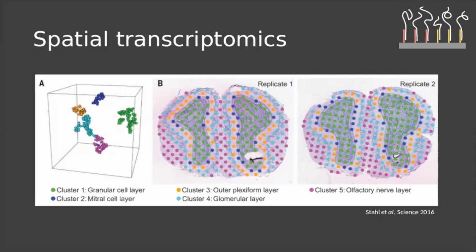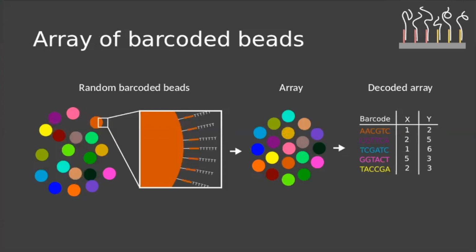But the resolution, at least in the original publication, is very crude: 100 micrometer dots, quite far apart. So it's not a single cell method. But recently, one publication in Science and one bioRxiv showed the same principle, but with a much higher spatial resolution.